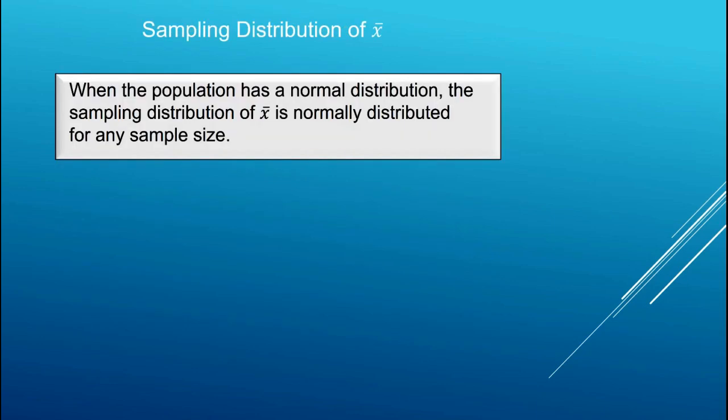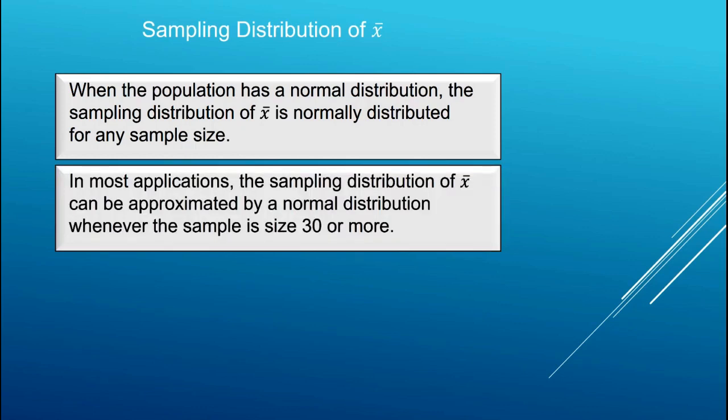So here's the sampling distribution of x bar. When the population has a normal distribution, I've already said this, but we'll cover it for completeness again here on the slide. The sampling distribution of x bar is normally distributed for any sample size. Okay, you don't have to worry about that if the population is normally distributed. Don't worry about the sample size.